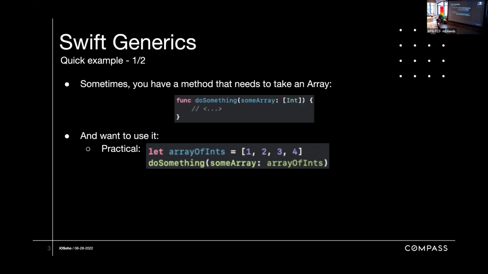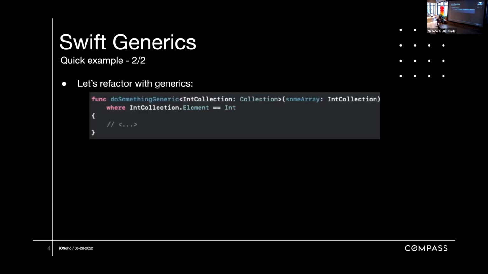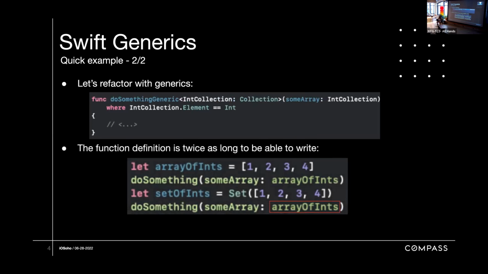Another example is, let's say you have a method that takes an array of Int. You could have a doSomething that takes an array, but sometimes you also maybe want to give a set of integers. In that case, you would have to actually cast it. If you use generics instead, you would have this syntax right there, which is very verbose, that would allow you to make pretty much the same call at the call point here for the generics.